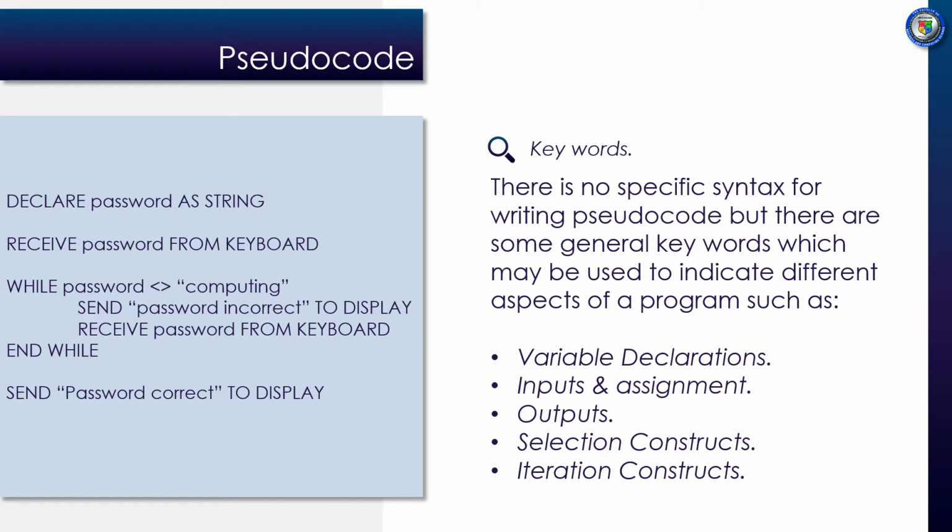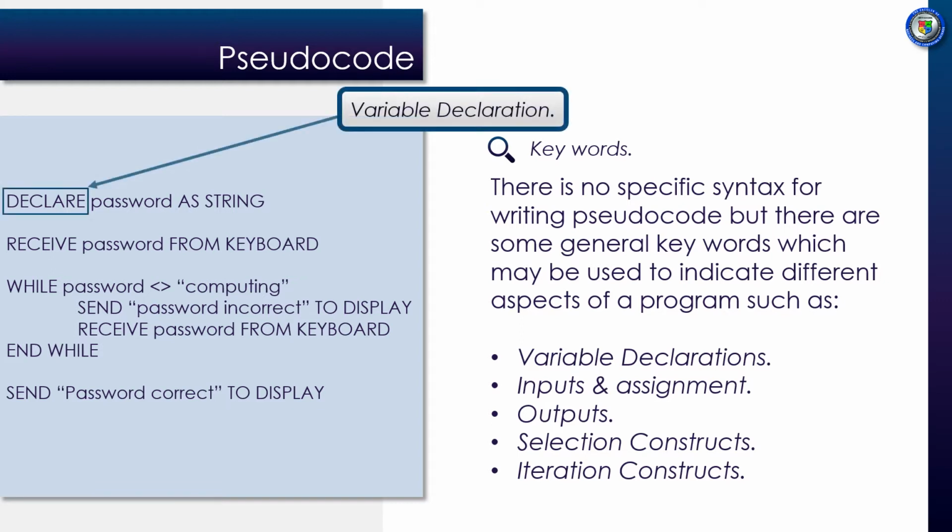There is no specific syntax for pseudocode, but there are some keywords which indicate different aspects, such as variable declarations, input and assignment, output, selection constructs, and iteration constructs. Let's look at some of these now. The declare keyword is used for variable declaration. The next keyword is receive, which is used for input. Our program will receive password from the keyboard.